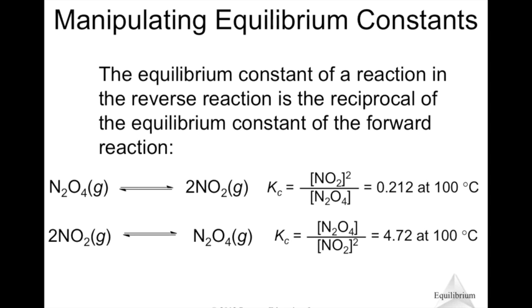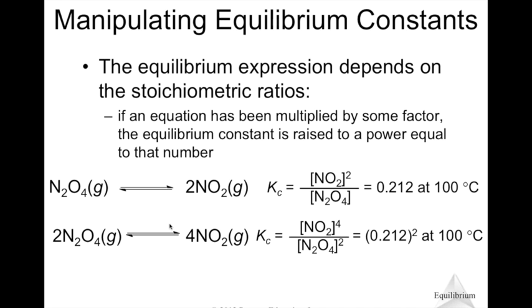And how can we manipulate these equilibrium constants? Well, if we take our forward reaction and we get this to be our Kc, if we wanted to do the reverse reaction, it would just be the reciprocal. So 1 over 0.212 is 4.72, so it's just the inverse of that. And if we wanted to manipulate the stoichiometric ratios, we can do that. If we wanted to double everything, 2 N2O4 as opposed to 1, 4 NO2s instead of 2, we would just take our Kc and raise it to that power. So we doubled it here, so we're going to raise it to the second power. If we tripled, we would cube it, and so on and so forth.